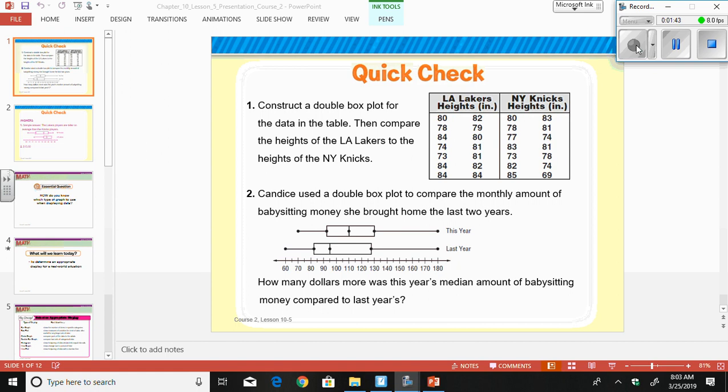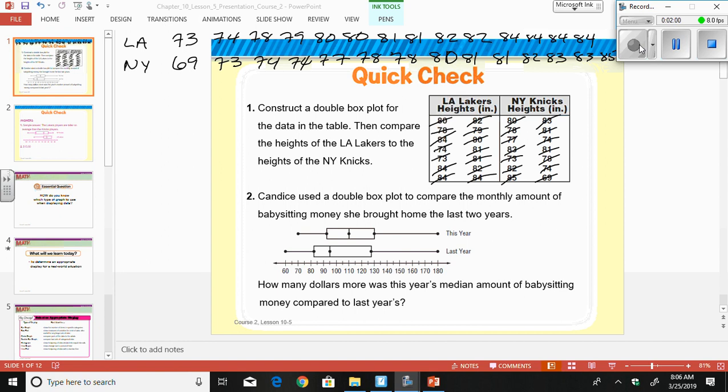So our quick check here: construct a double box plot for the data in the table, then compare the heights of the LA Lakers to the heights of the New York Knicks. So the first thing we have to do is get them in order from least to greatest. So I just went ahead and stopped the video and did that. Now we need to find the median, the upper quartile, and the lower quartile.